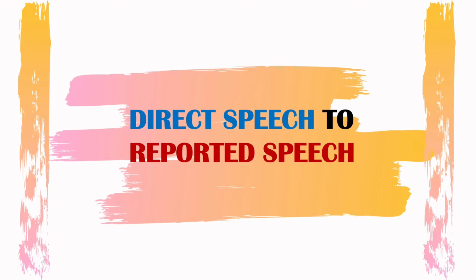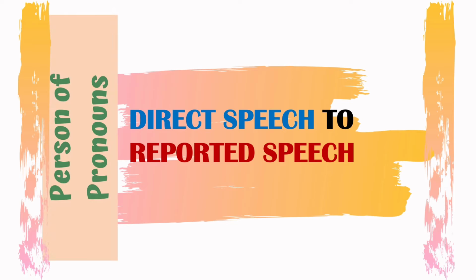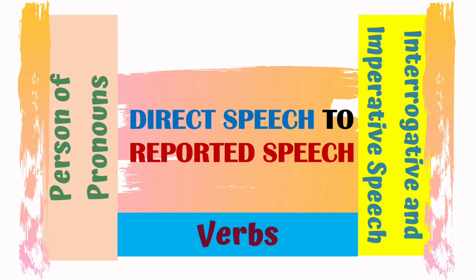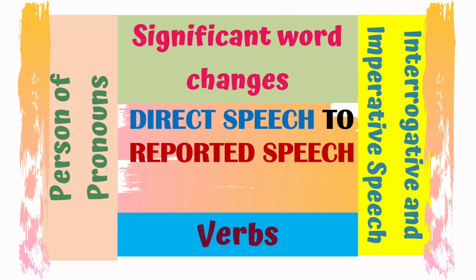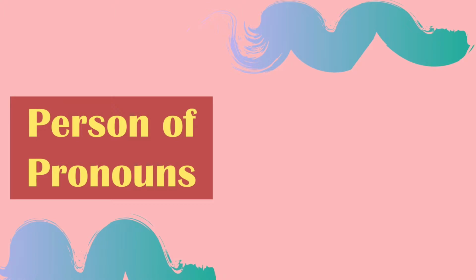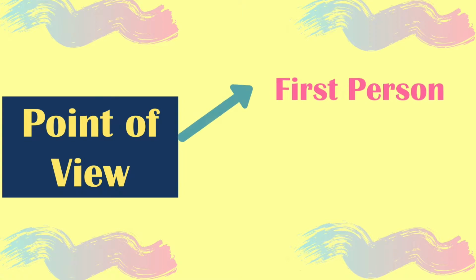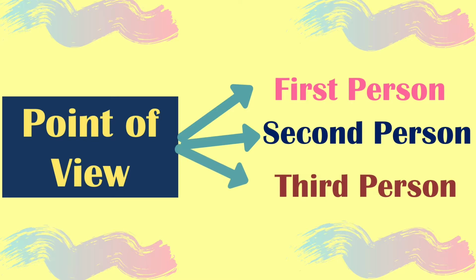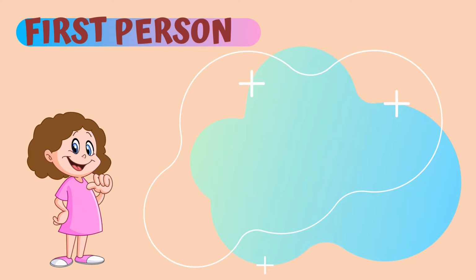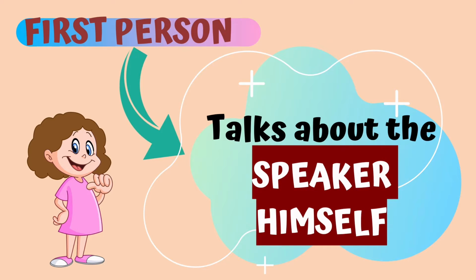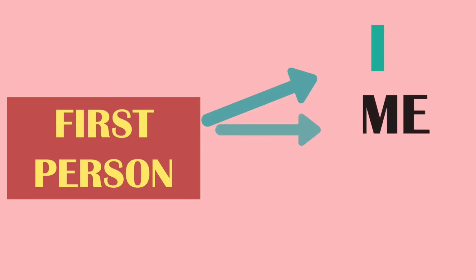There are different things to consider in converting direct speech to reported speech. These are personal pronouns, verbs, interrogative and imperative speech, and significant word changes. The personal pronouns pertains to the point of view. There are three different point of views. These are first person, second person, and third person. First person point of view is when the statement focuses on himself. The key pronouns for this person point of view are I, me, and my.